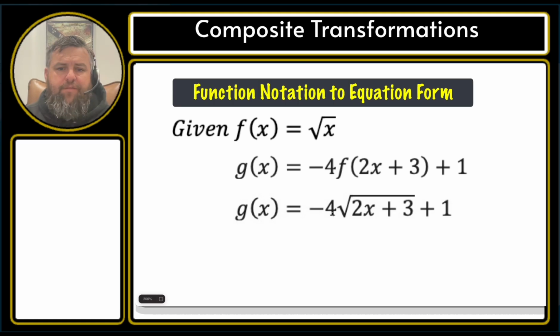Here we have negative 4 times the square root of 2x plus 3 plus 1. So what exactly changed? Well, we took this f parentheses component right here and replaced it with the square root symbol. Everything that was on the inside of the parentheses stays underneath the square root. Everything on the outside of the parentheses, outside of the f, stays exactly where it was. So all we did was replace the f parentheses with the square root symbol.